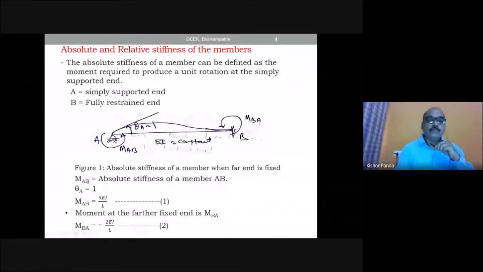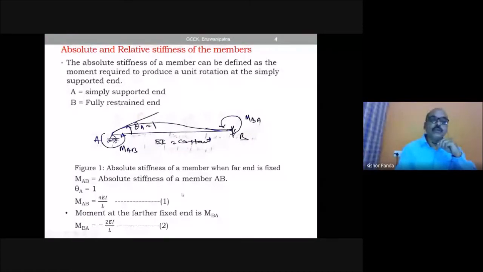MAB is equal to the absolute stiffness of member AB when theta is equal to 1. You know that due to this rotation, MAB is equal to 4EI theta by L at the near end. But here theta is equal to 1, so it is 4EI by L. Similarly, the moment at the further fixed end, MBA, is equal to 2EI theta A by L. But theta A is equal to 1, so MBA is equal to 2EI by L.